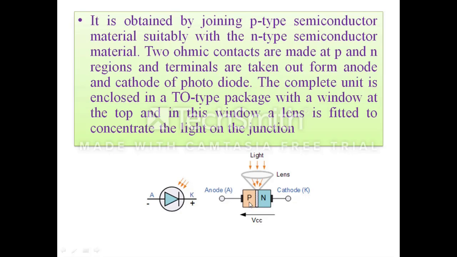See here, p-type semiconductor material is suitably joined with n-type material, and this complete unit is enclosed in a TO-type package with a window at the top, and in that window a lens is fitted. The main purpose of this lens is to concentrate maximum light on the junction of the diode.